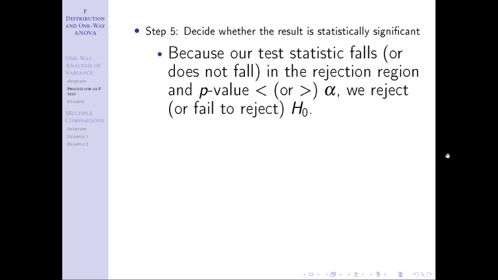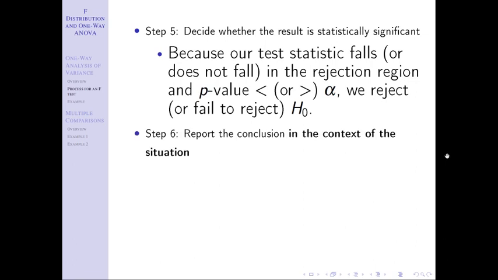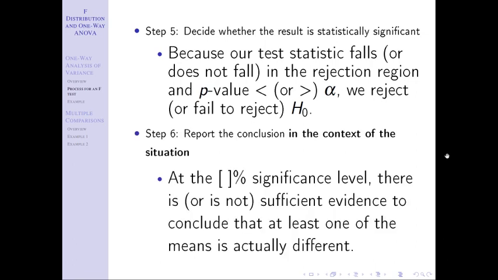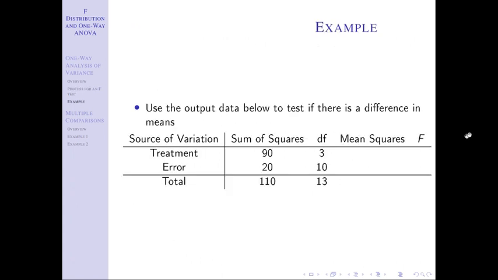If our test statistic does not fall in the rejection region, the p-value is greater than alpha, then we fail to reject the null. In our last step, if we reject the null, that means we can conclude the alternative. If we fail to reject the null, we cannot conclude the alternative. What is the alternative? The alternative is that at least one of the means is actually different. We will see more complicated examples later on. For now, just the bare bones, because this is something completely new and different.